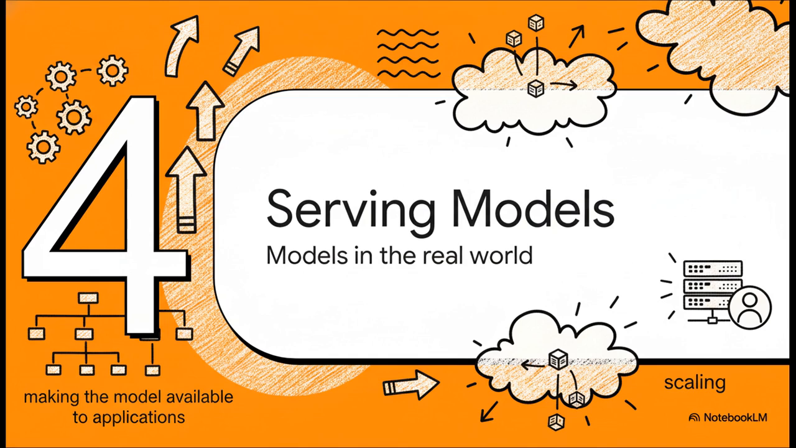All right, so we've built a solid model artifact. Now we get to Section 4, Serving Models. The big questions now are, how do we actually make this model useful? How do we get it into our apps? And how do we make sure it doesn't fall over when real people start using it?